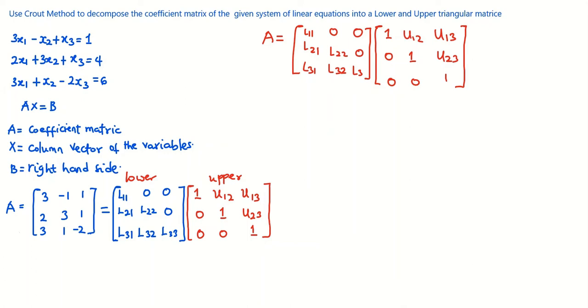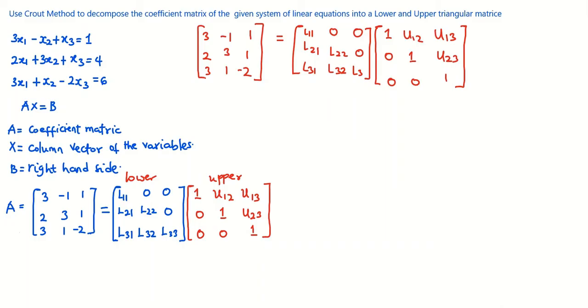Let me clean this A from here and bring the actual matrix A. For the actual matrix A, we have 3, minus 1, and 1. Then we have 2, 3, 1, and then we have 3, 1, minus 2.